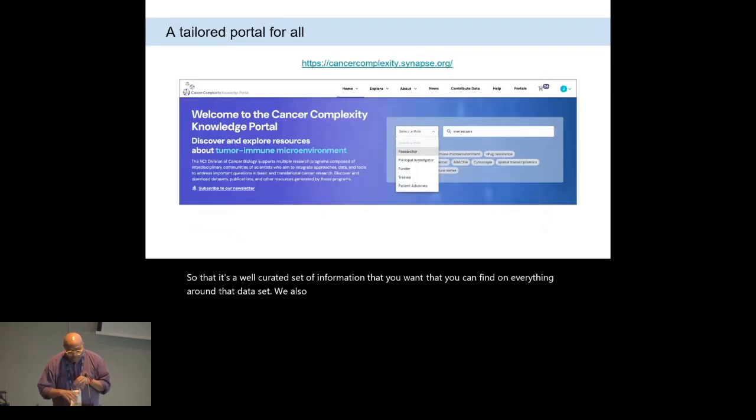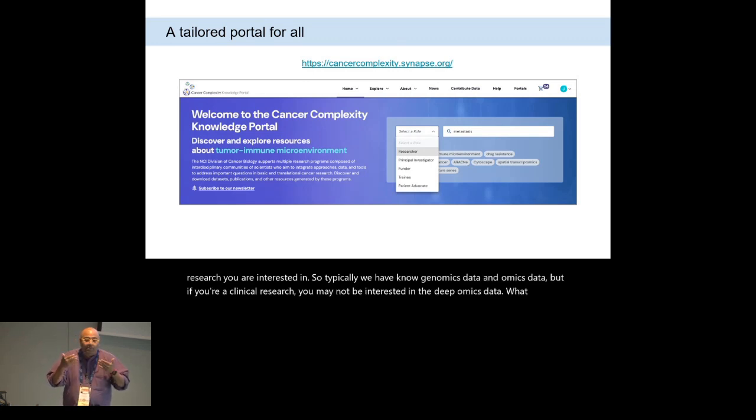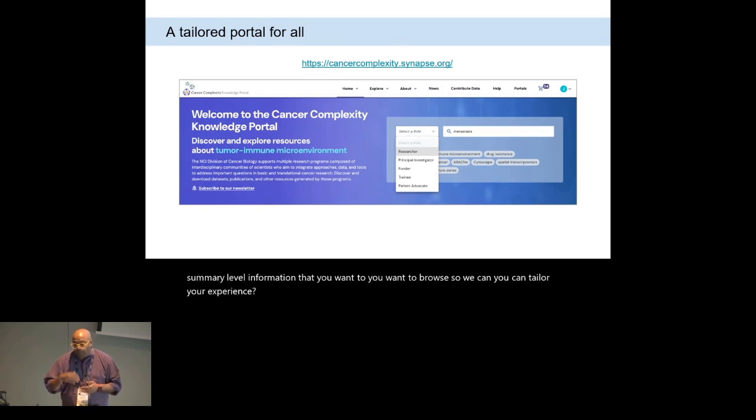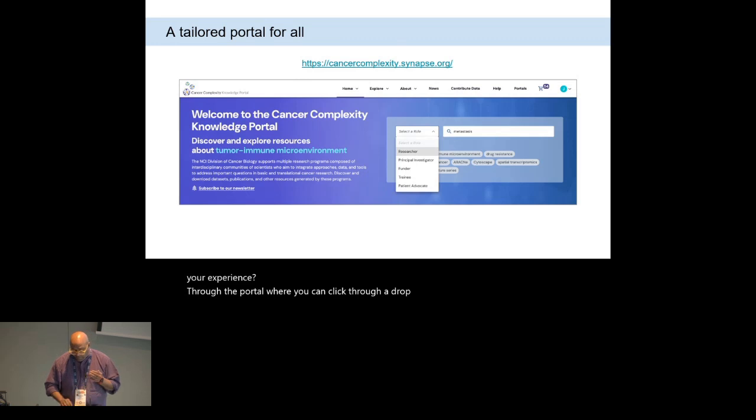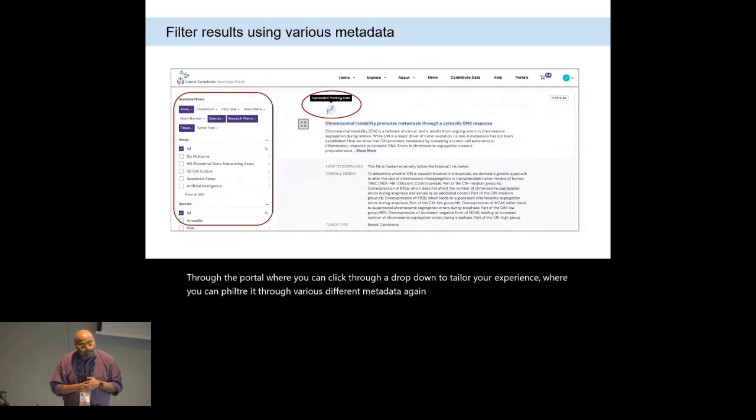We also have launched a new portal which is tailored for the kind of research you are interested in. So typically we have genomics data and omics data, but if you're a clinical researcher, you may not be interested in the deep omics data. What is the summary level information that you want to browse? So you can tailor your experience through the portal, where you can click through a drop down. You can filter it through various different metadata, different data modalities, the metadata that we hold on that data, so you can at least find the resource that you're looking for.